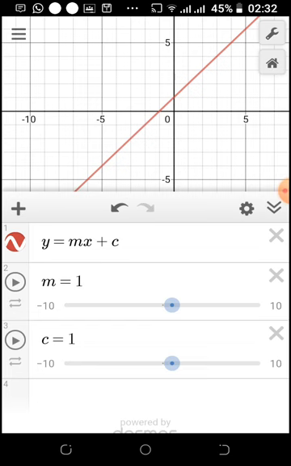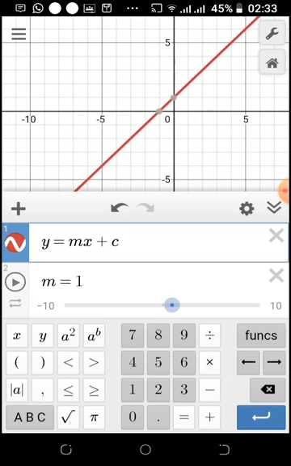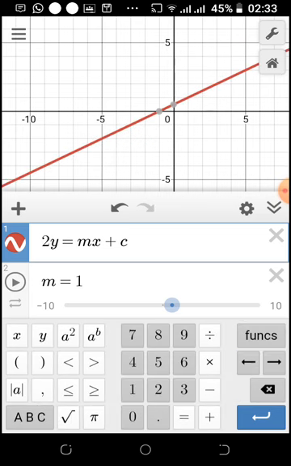Before you can say that you have known the gradient of a straight line, ensure that the coefficient of y is brought to 1. Okay? For instance, say you have 2y here, that means you have to divide all through by 2. When you divide 2 by 2, the value of y will now turn to 1, and you are going to be having something like this.